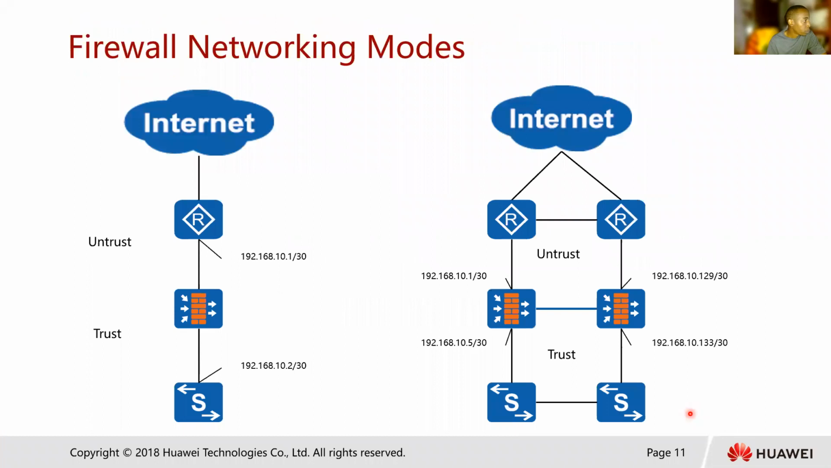So when you're looking at the networking modes, for example, you can see there are two modes here. You can think of this one as mode 1 and this one as mode 2, right? So you have an untrusted zone, and then we have a trusted zone, right? And these, I think, is a switch, these are routers, and this is the public internet.